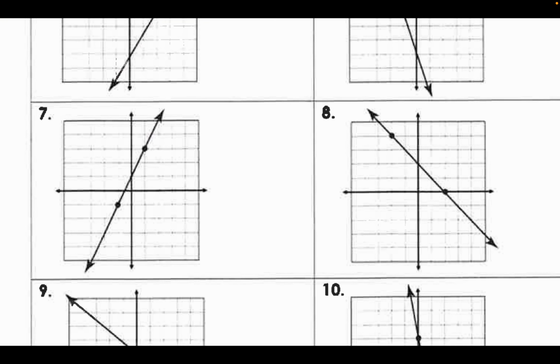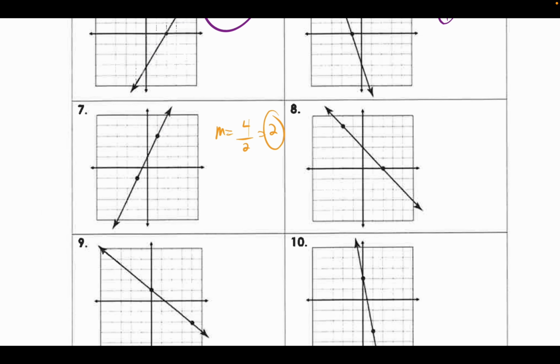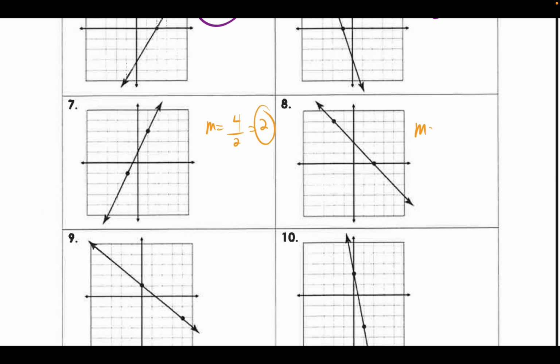Number 7, as we find the slope here, the rise is 4, the run is 2, which reduces to 2 or 2 over 1. On number 8, the rise and run is negative 4 over positive 4, if you started at this point. Or if you start at the other point, it's positive 4 over negative 4. Regardless, this reduces to a negative 1.